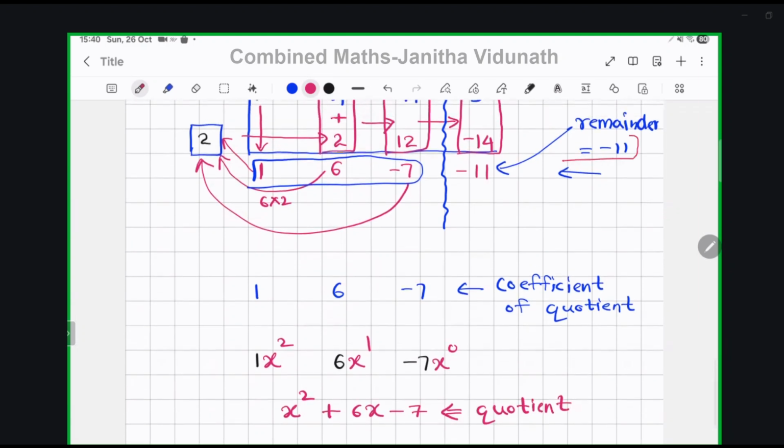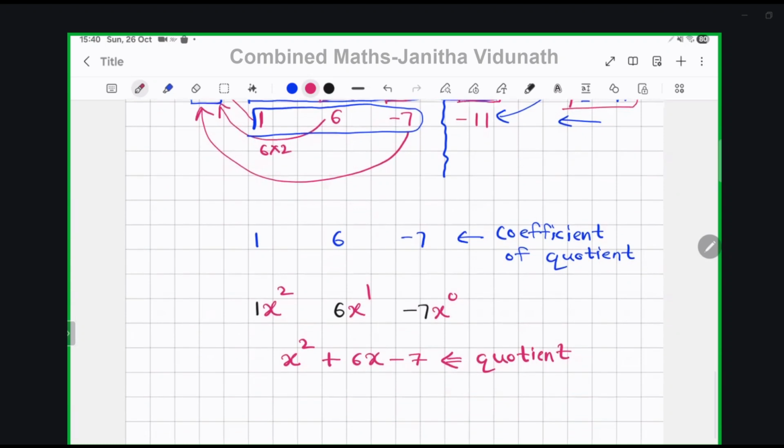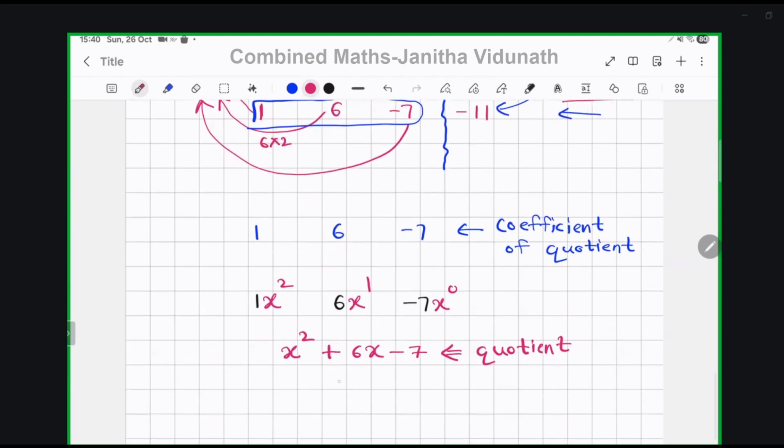And here the number in the last column is the remainder. That means minus 11 is the remainder.